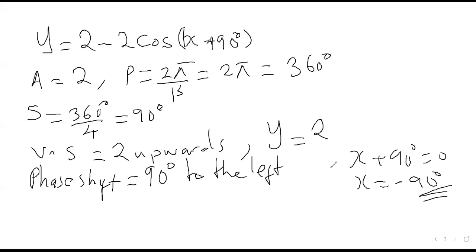So now we have two starting points. We have y, the midline is y equals 2, and this value of x has been shifted. Our graph has been shifted by 90 degrees to the left side. So instead of starting at x equals 0, in this case we'll start at x equals negative 90 degrees. So let me sketch the graph.